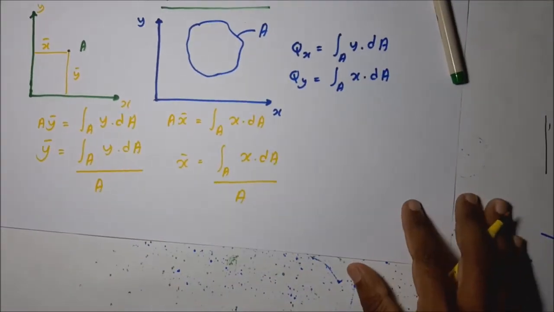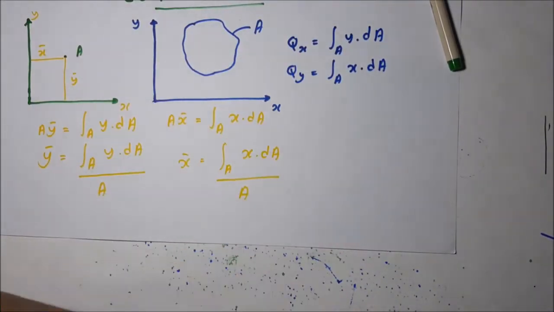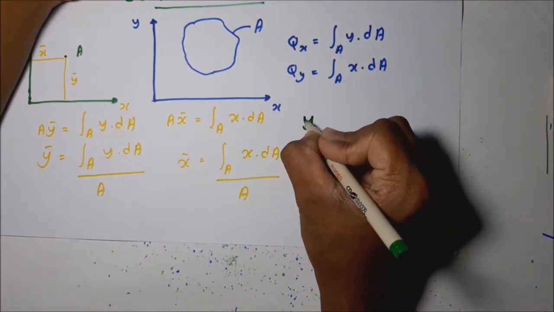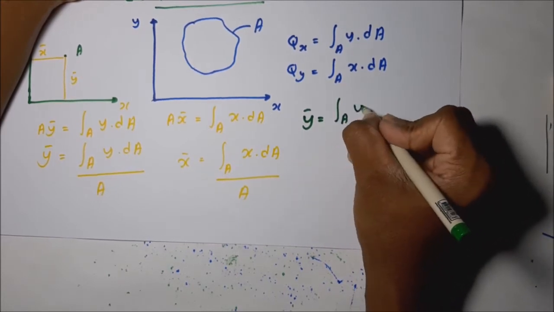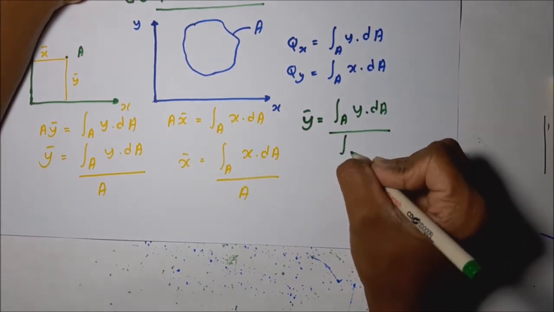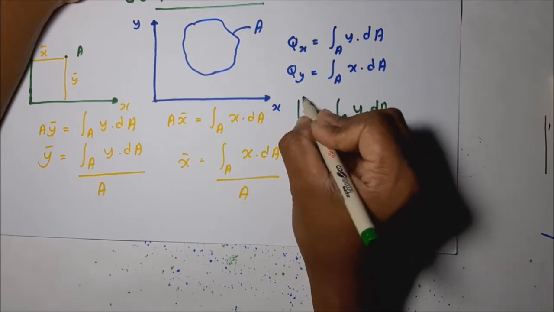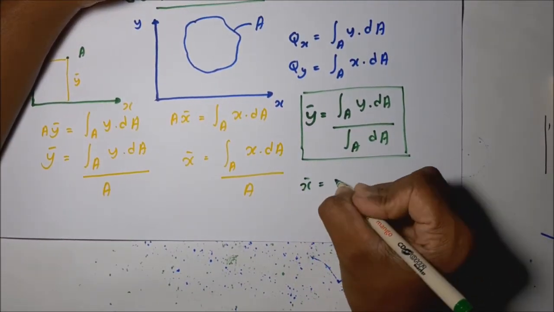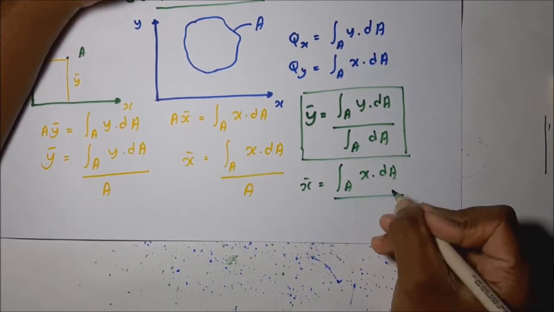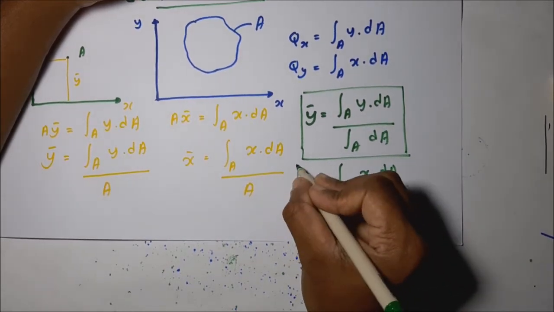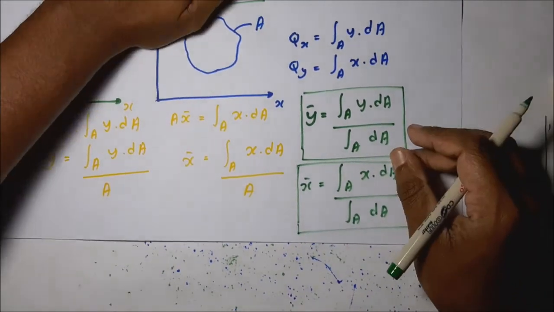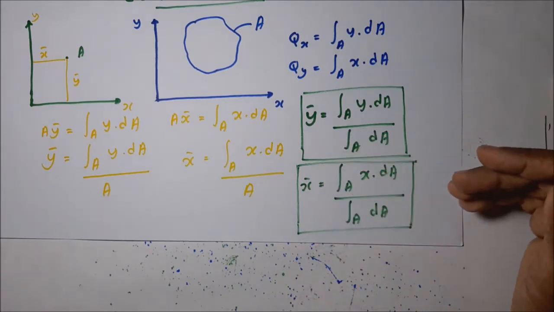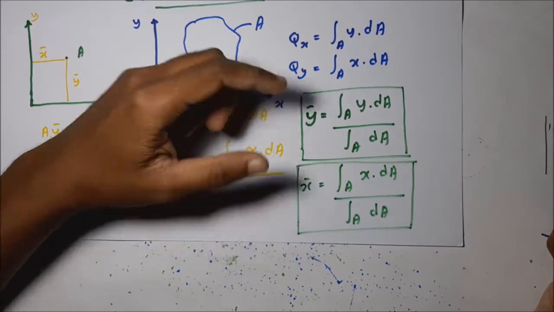We can write these two equations in a more convenient way. y bar is equal to the integral over the surface area of y dA divided by the integral over the surface area of dA. At the same time, x bar is equal to the integral over the surface area of x dA divided by the integral over the surface area of dA. This is how we find x bar and y bar. That means if you know x bar and y bar, we can locate the centroidal point.